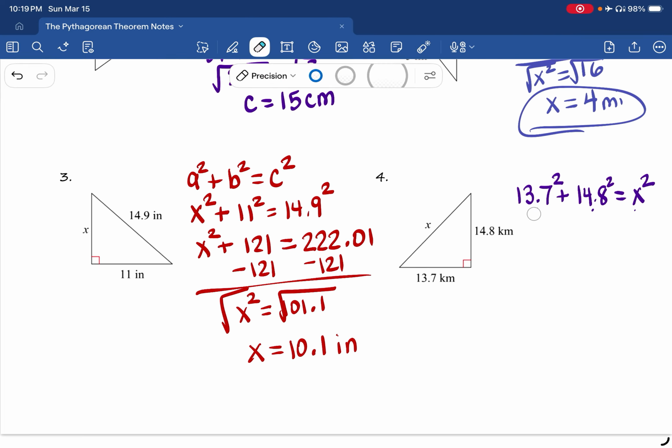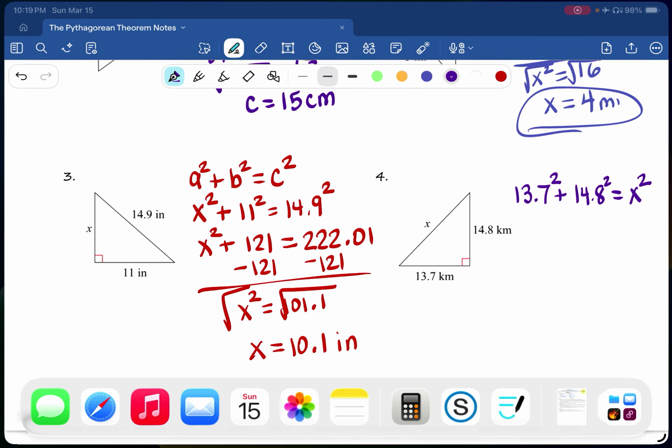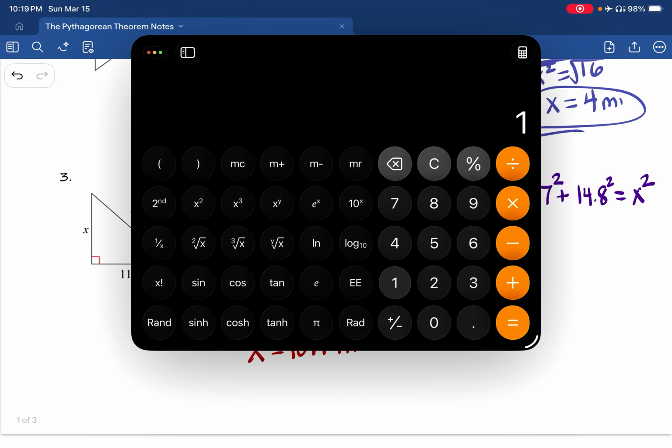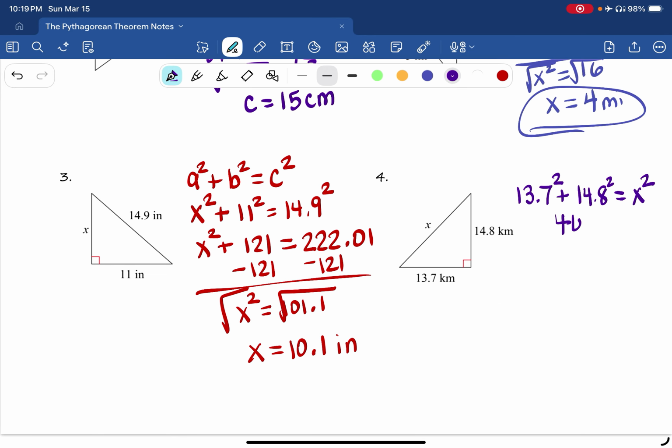Okay, so let me erase those little dots there. Okay, now let's go to the calculator. Now what we can do is put 13.7 squared plus 14.8 squared. I could kind of type that in all at once, and that gives me 406.73. So let me write that down. 406.73 equals x squared. And now we'll square root both sides.